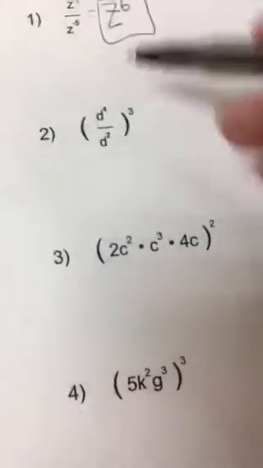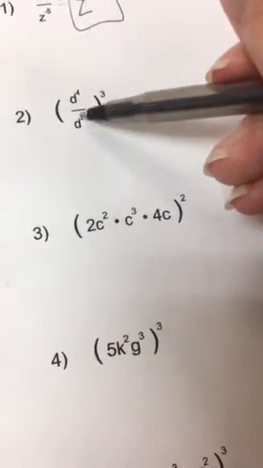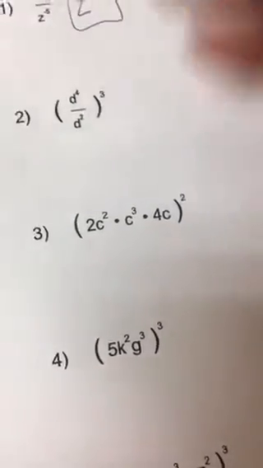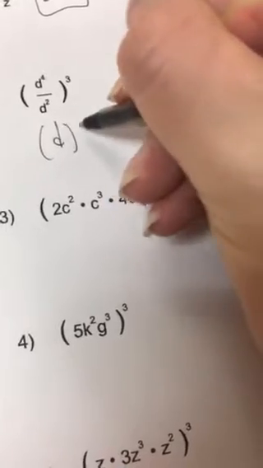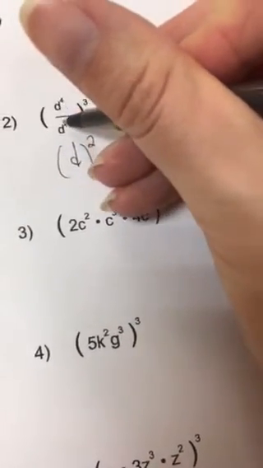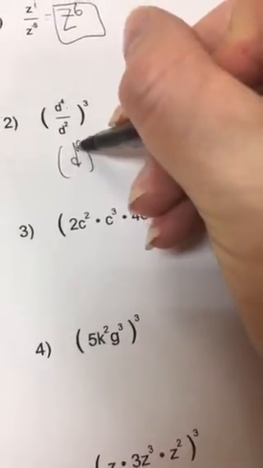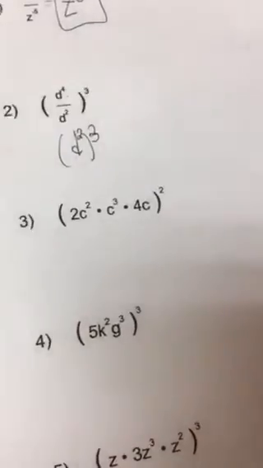For the second one, I would do what's inside the parentheses first, which is the same thing. So I would do 4 minus 2, which is d to the second power. So 4 minus 2 is 2. It should be inside. So it's d to the second power, still to the third power.